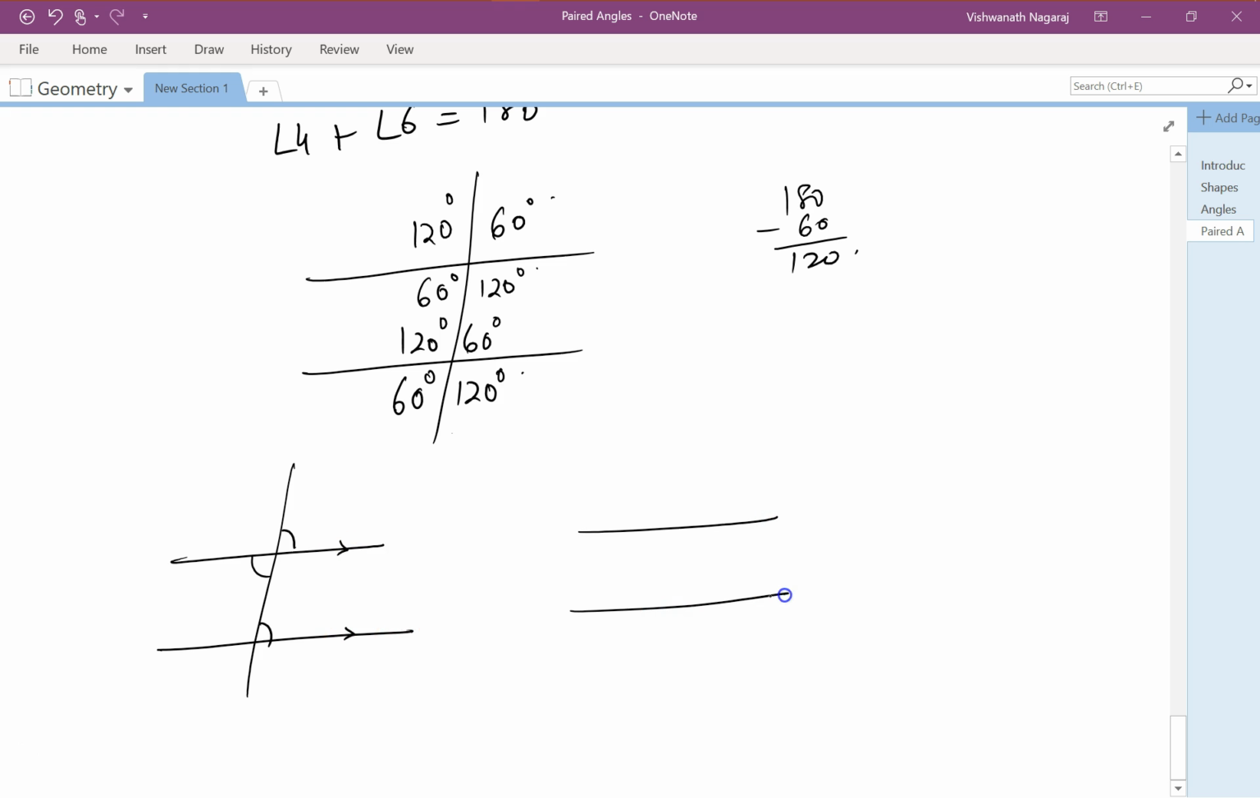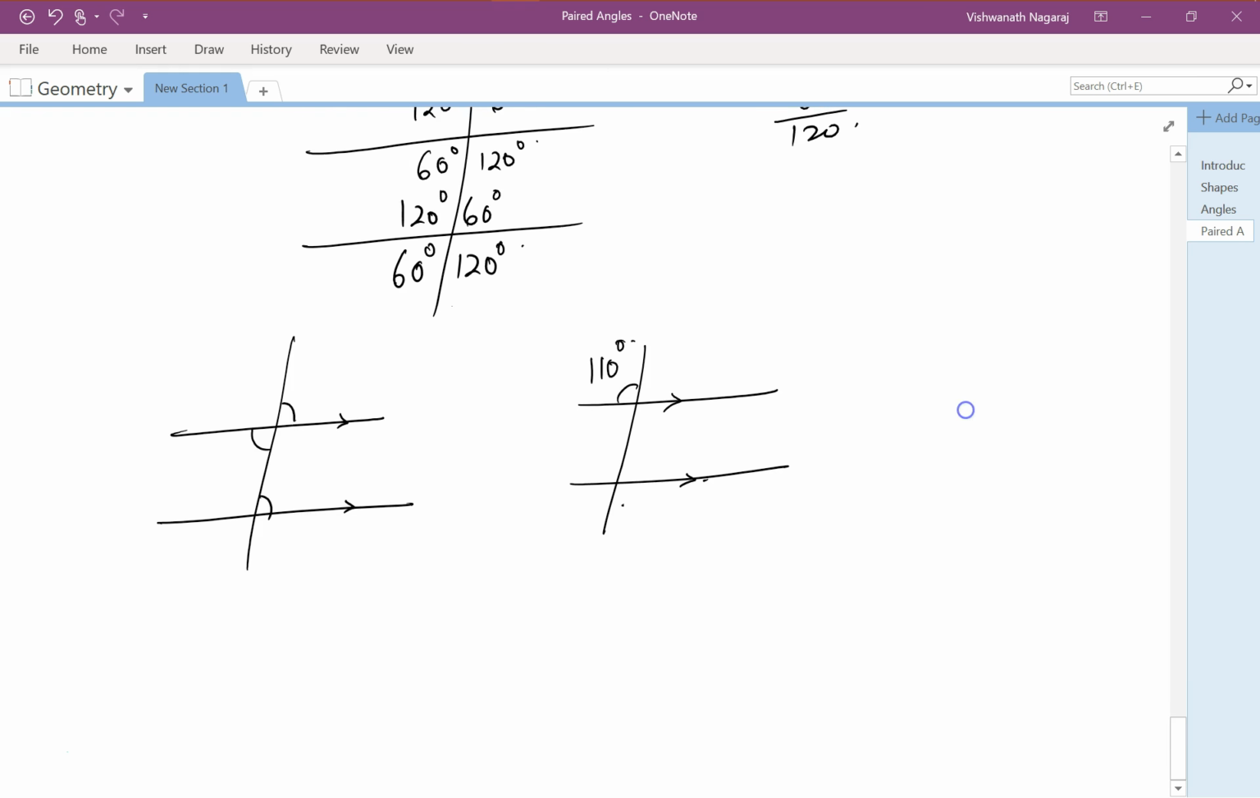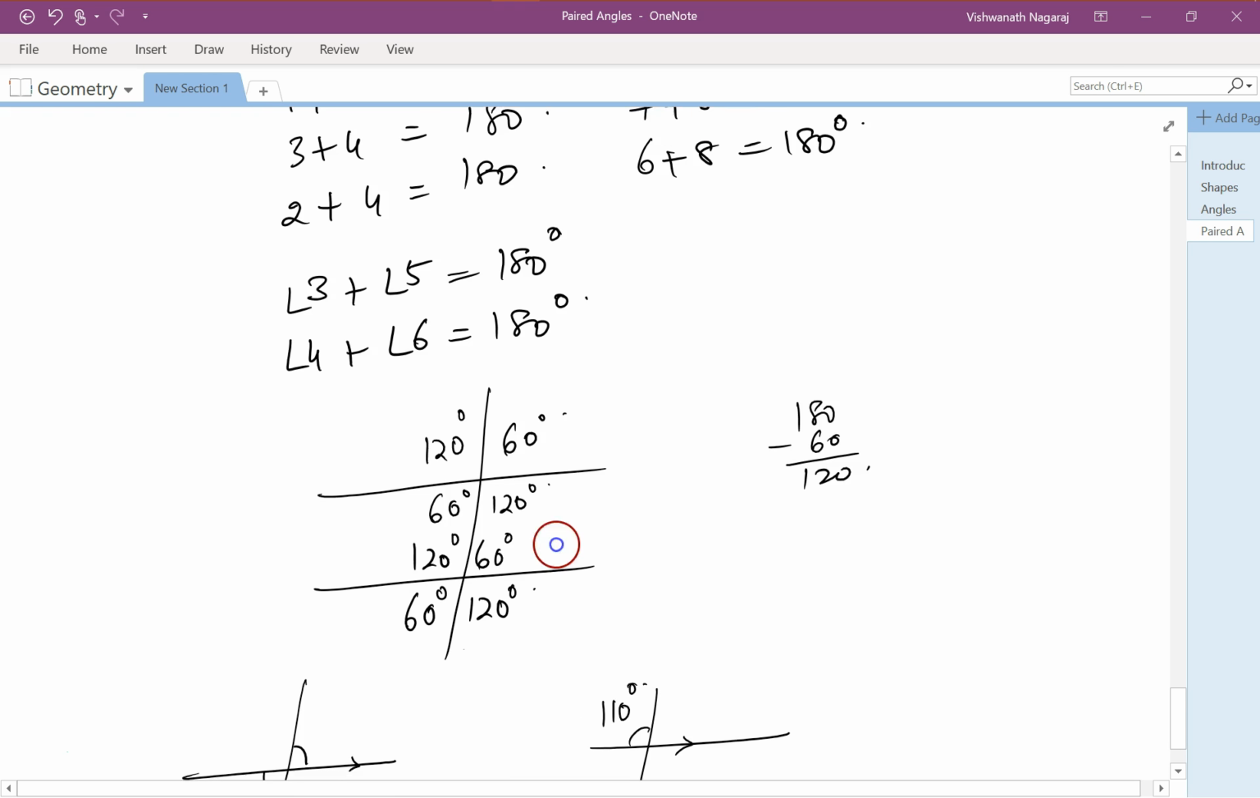It might happen that you are told that these two are parallel lines, and you are asked to say this is, let's say, 110 degree, and you are asked to find all the other angles. Remember, if these two lines are not parallel, then none of what we have discussed is right. So this is valid only in case of parallel lines.